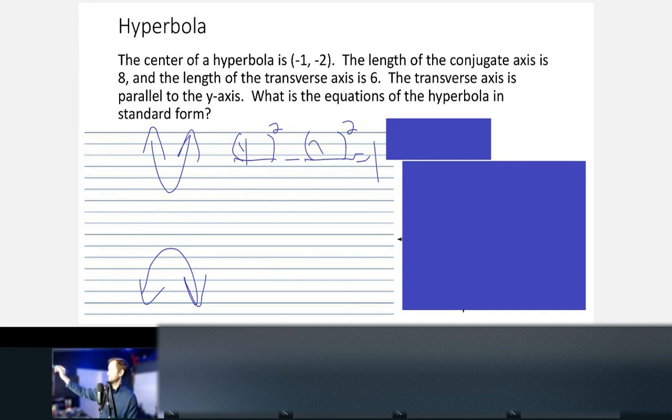And because we know the y stuff is first, we can go ahead and pull out h and k. So we're going to have y plus 2, and then x plus 1. All right. It says that the length of the conjugate axis is 8, and the length of the transverse axis is 6. With that said, what number should go on the bottom here? Any ideas?